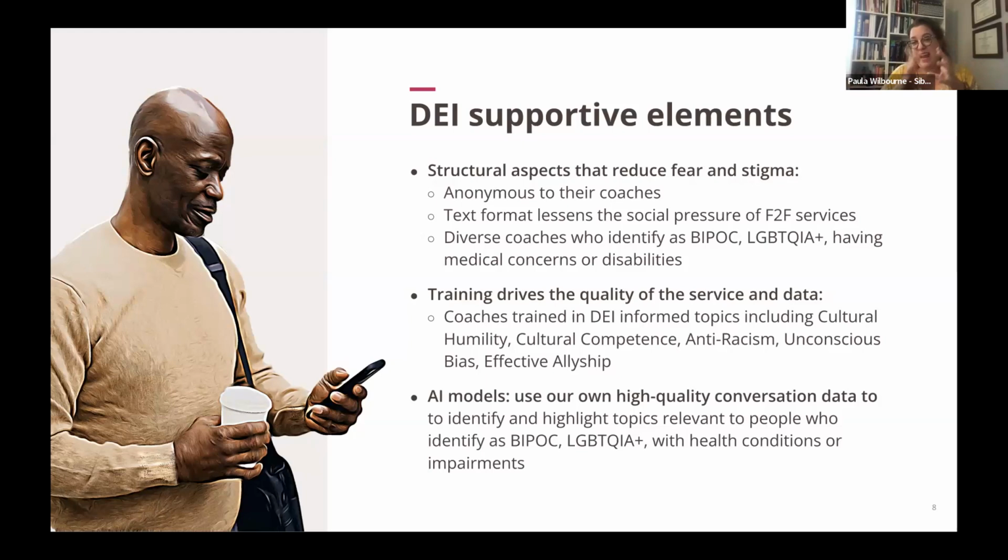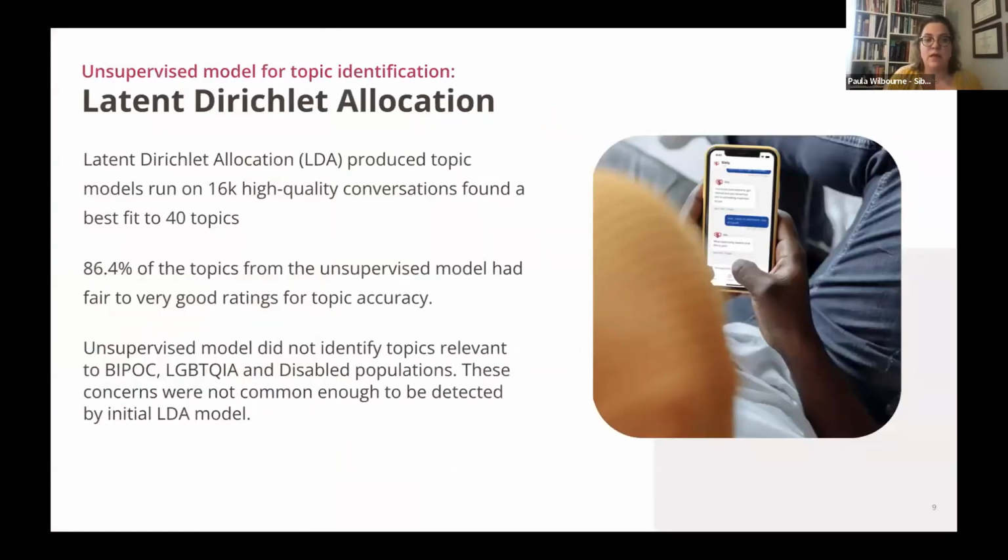Our AI isn't going out to the internet and collecting a hodgepodge of things from which to draw conclusions, but it's high quality data that we then build our AI tools on top of. It allows us to highlight topics relevant to diverse populations. And I'll tell you a little bit about how we did that.